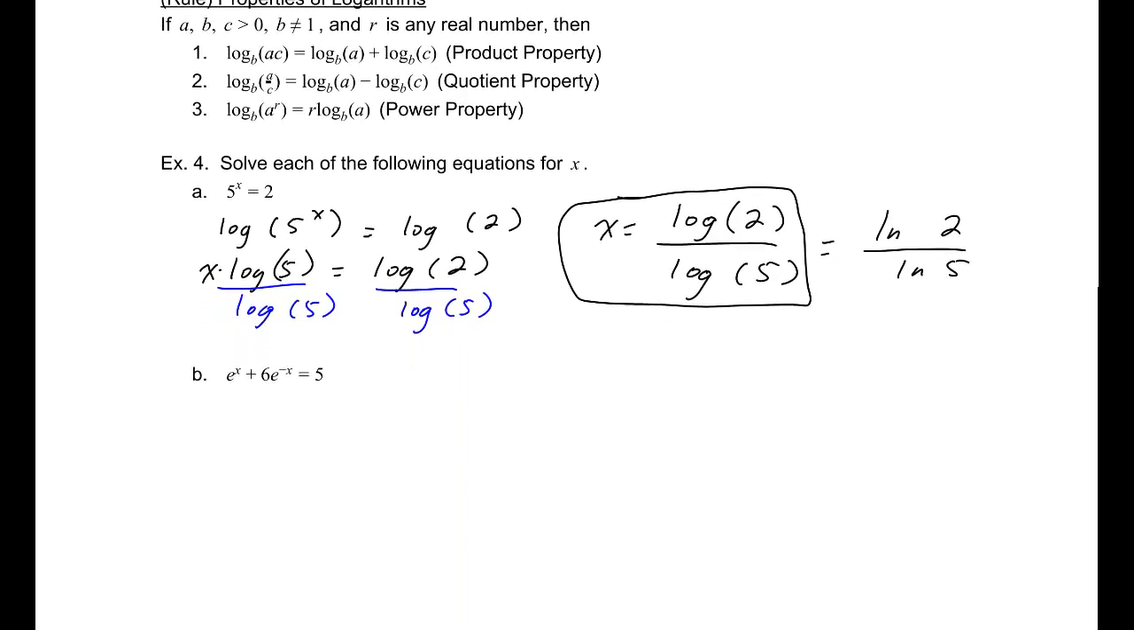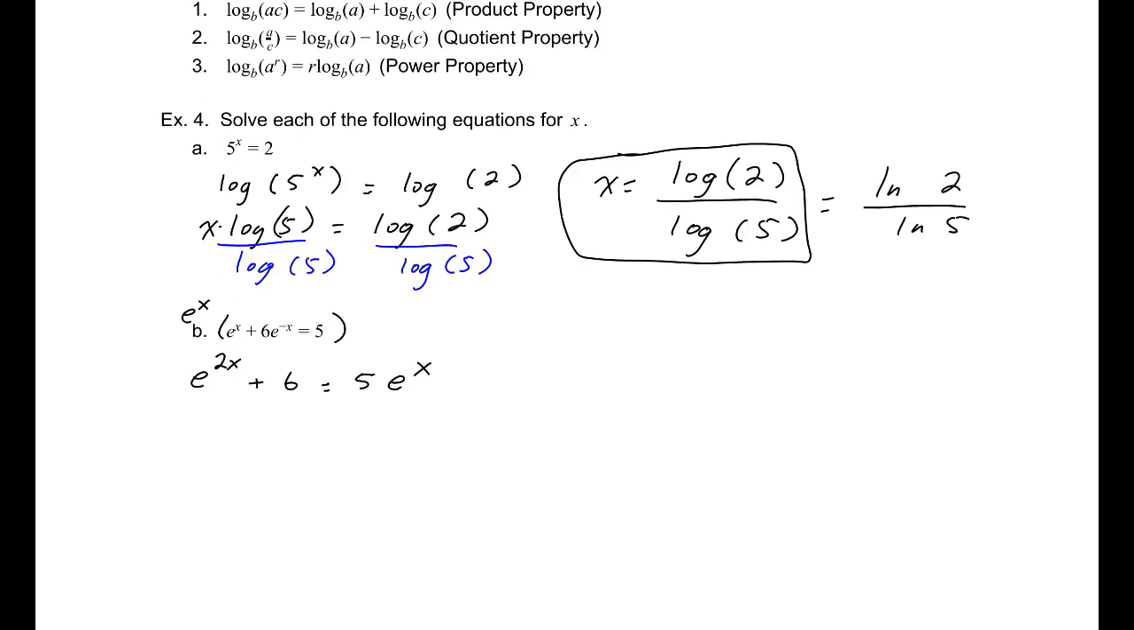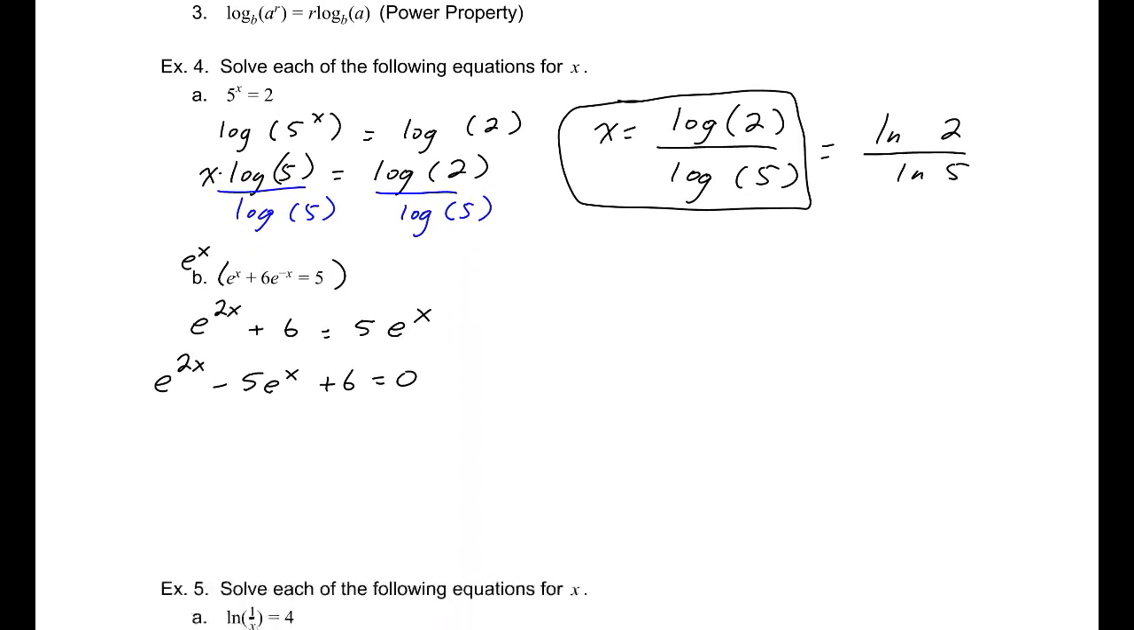All right, part B, e to the x plus 6e to the negative x equals 5. What I'm going to do is multiply both sides by e to the x. That will give me an e to the 2x, because I'm adding the exponents there, plus 6, that will cancel, equals 5e to the x. Moving all this to one side, you may not see where I'm going, but hopefully it'll be clear in a second. e to the 2x minus 5e to the x plus 6 equals 0.